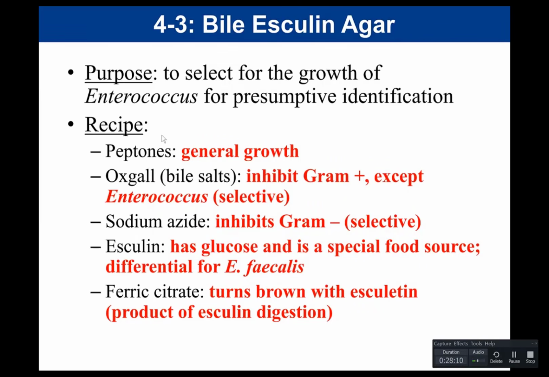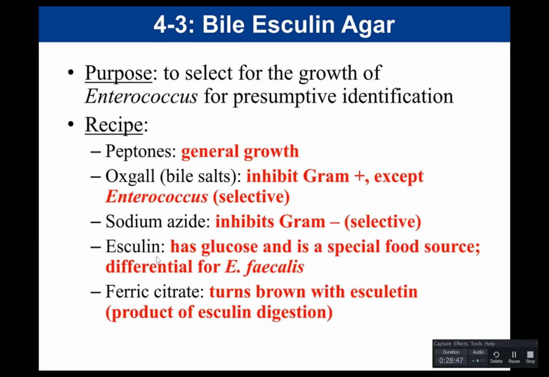So notice that we have 2 selective ingredients. One inhibits gram-negative. One inhibits gram-positive except Enterococcus. And so what that tells you is that anything that grows on bile esculin agar must be an Enterococcus. It's the only thing that can grow. We have our esculin. Esculin has glucose in it, and it's a special food source. It's differential for E. faecalis, meaning other Enterococcuses can grow on bile esculin agar, but they don't metabolize esculin.